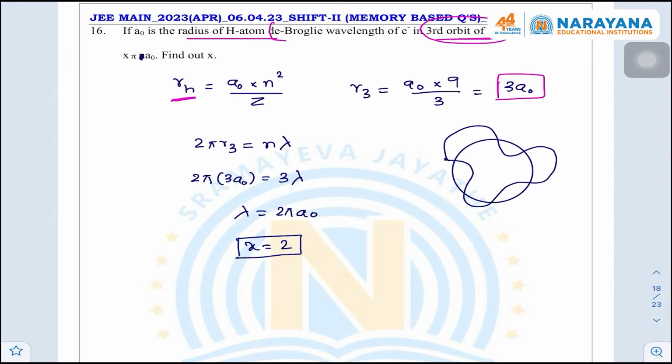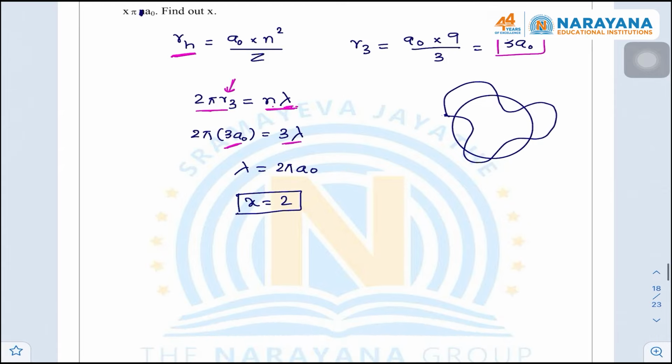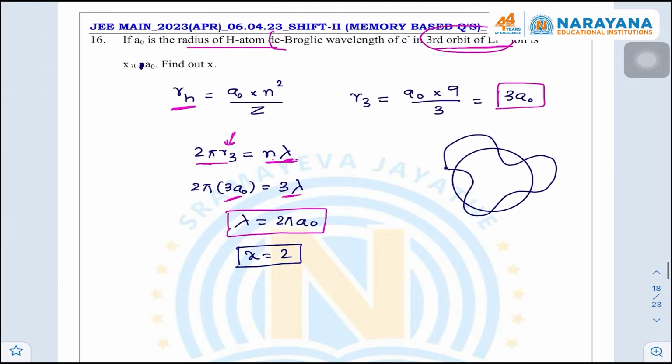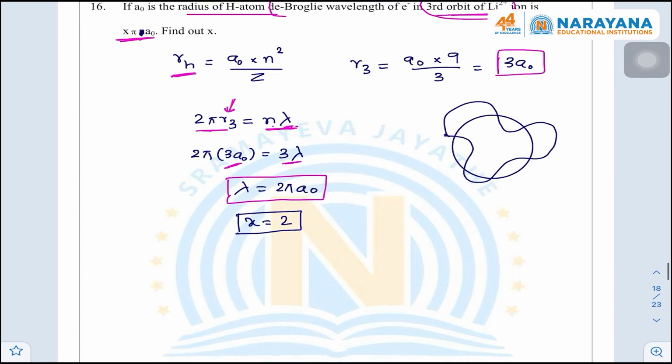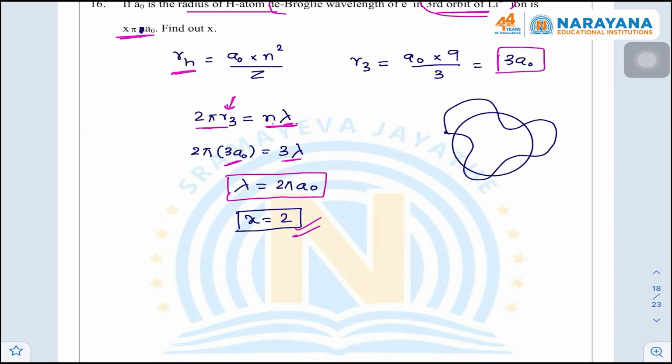So we know that for de Broglie wavelength lambda, 2 pi r is equal to n lambda. So r is here R3, third orbit. So R3 is 3A0 and n lambda, n is 3, so 3 lambda. So from this we can get lambda is equal to 2 pi A0. So they are asking it as x pi A0. What is x value? So x is 2.